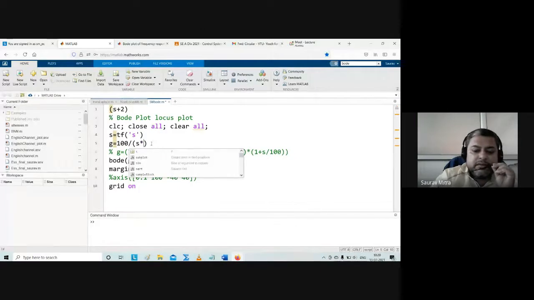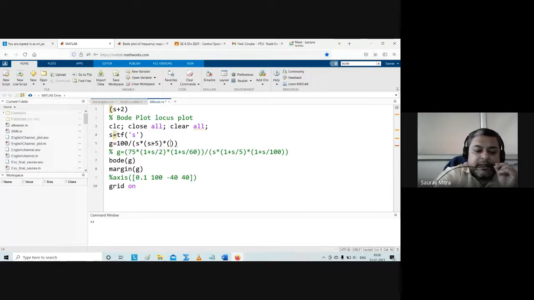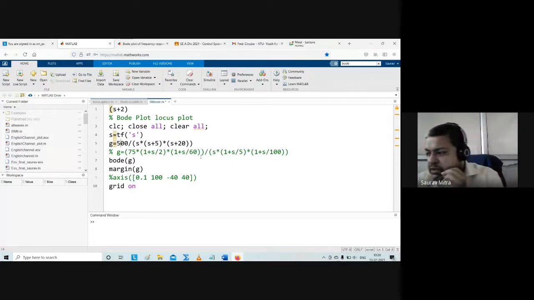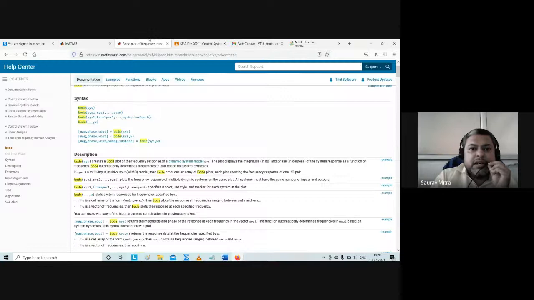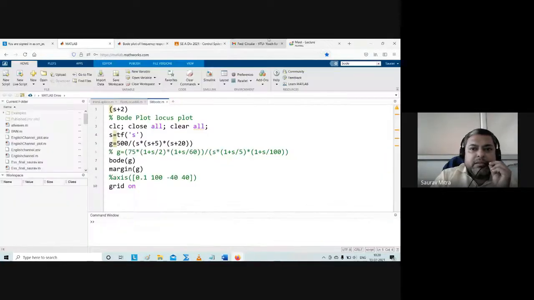into s plus 20, like that. You keep on doing the lab session with me: whatever I am typing, you keep on typing. If we do it, let's see what we get. There are two corner frequencies you can find, and instead of 100 you can make it 500, likewise. So please take note of all these things, because whatever transfer function we are discussing here, the same transfer function you have to execute during your MATLAB lab.